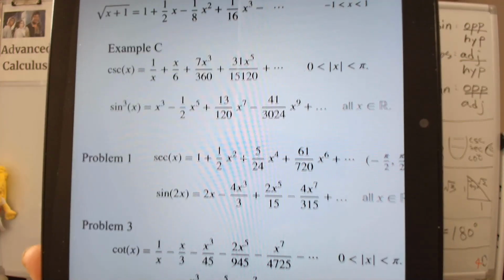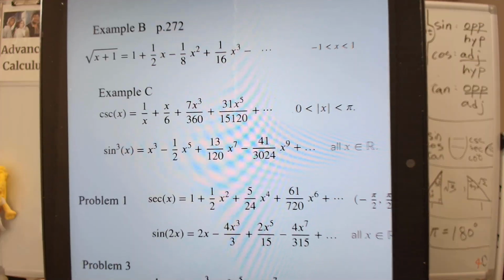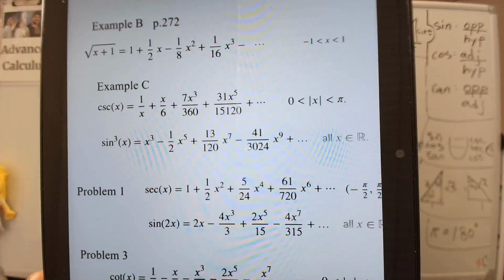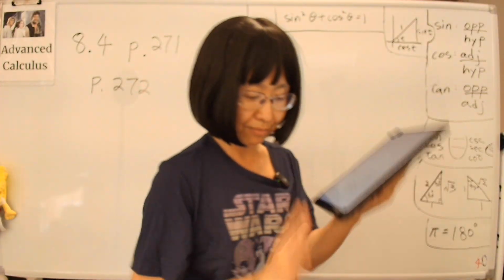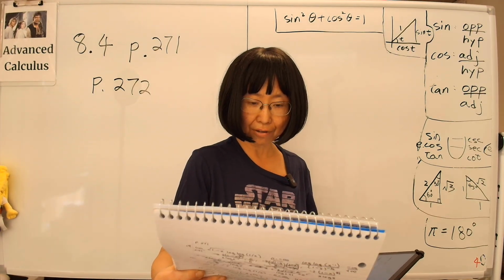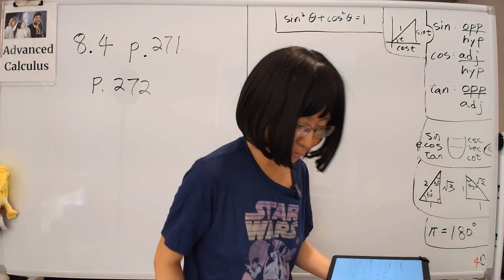And next, example C, same thing. We have cosecant and sine cube. We don't really care. Okay, let's just type in the expansion, and we only care about the very first term that matters to us. So after doing some algebra, that's how example C works out. The next, let's look at example D.